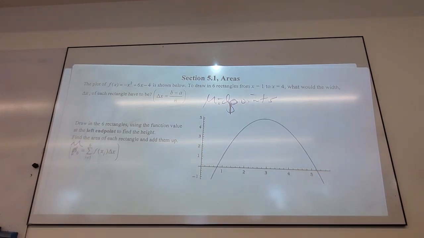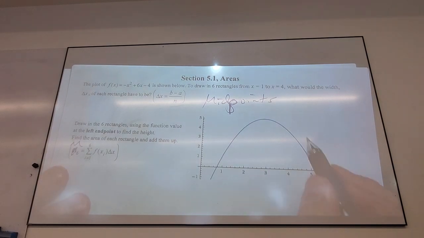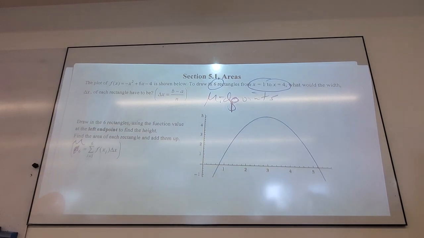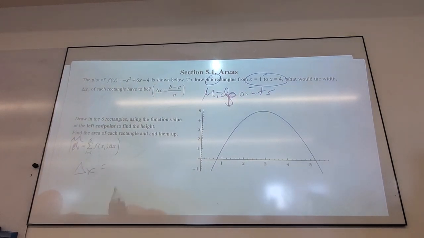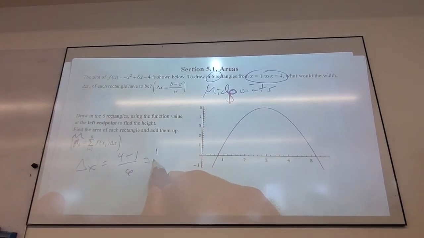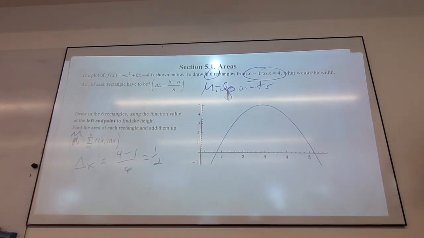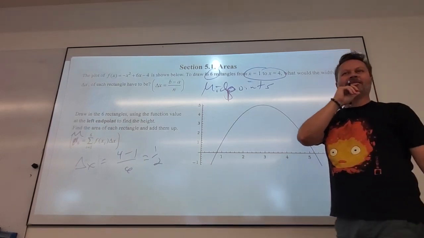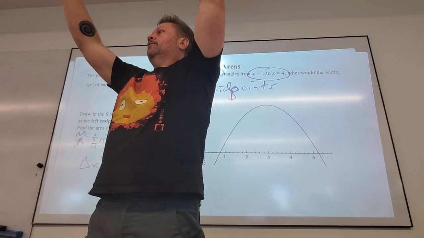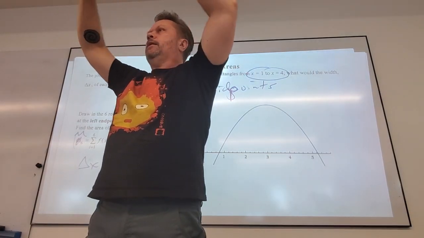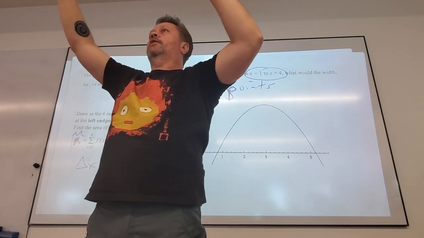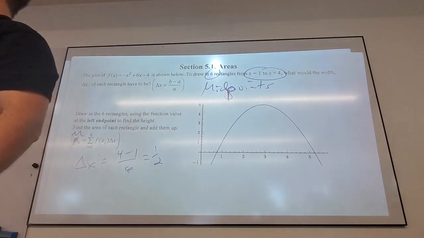How do I figure out how wide my rectangle is going to be? I want to go from 1 to 4, and I want to use 6 rectangles. So what's my width going to be? Yeah, 4 minus 1 divided by 6, so 1/2. How do I figure out where my first rectangle sits? Like, where's its base? I've got to start where? What number? 1. That's what it tells me.